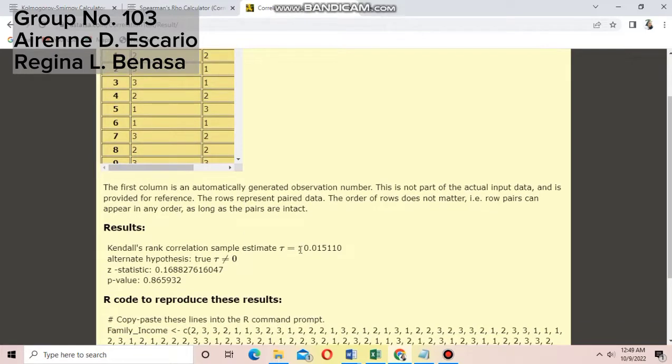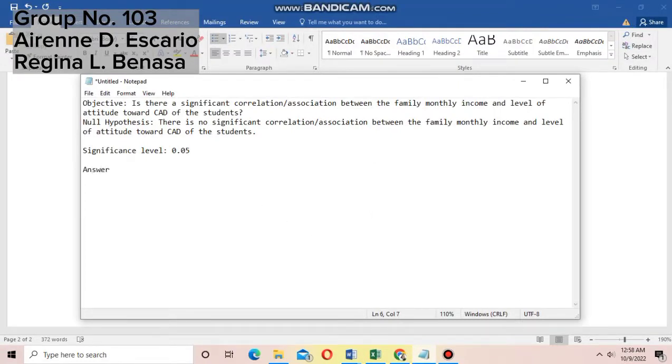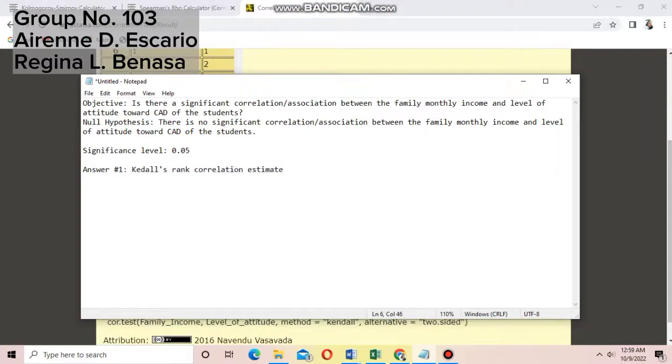The Kendall-Tau correlation suggests that the computation is 0.015110. If we look at the magnitude of correlation for Kendall-Tau, if the value is less than positive or negative 0.10, it is very weak. If it is between positive or negative 0.10 to 0.19, it is weak. If between 0.20 to 0.29, that is moderate. And if the value is positive or negative 0.30 or above, that corresponds to strong correlation. So 0.01 is located here because it is less than 0.10. Therefore, family monthly income and level of attitude has a very weak correlation or association.